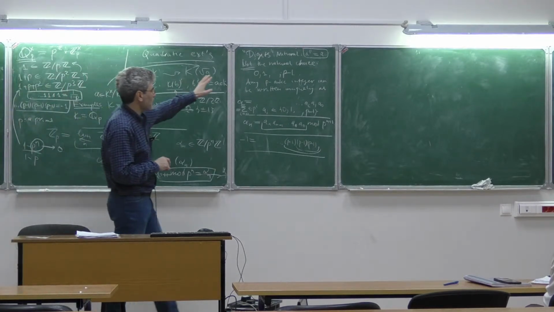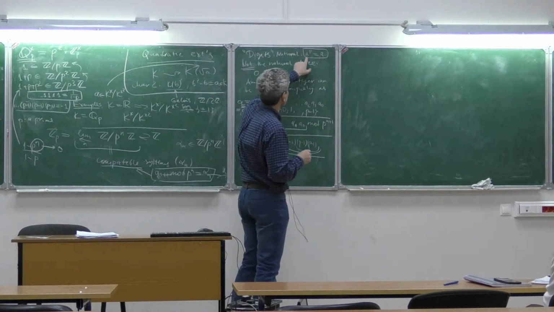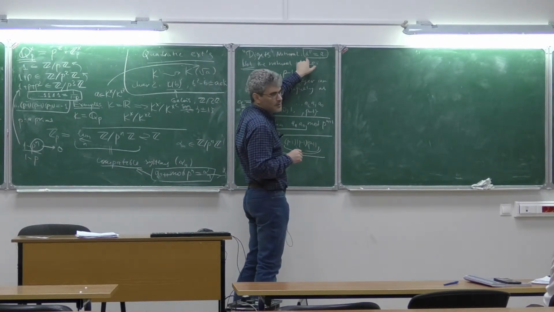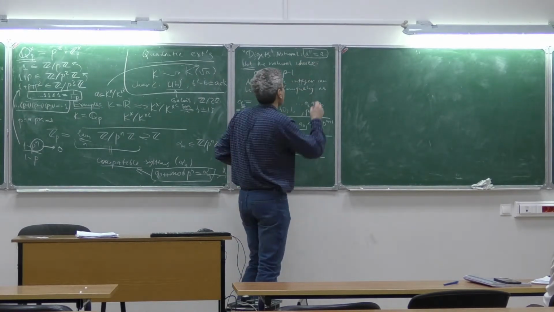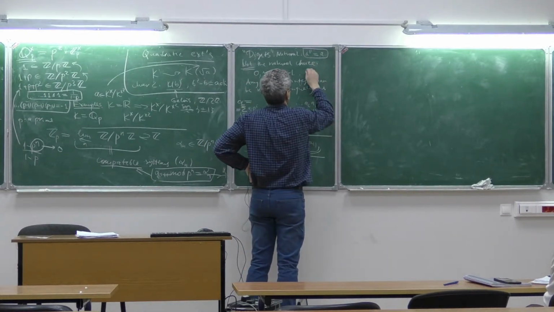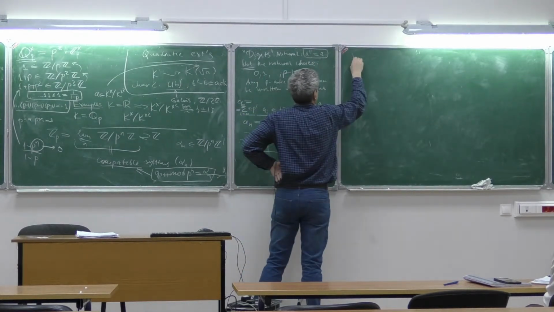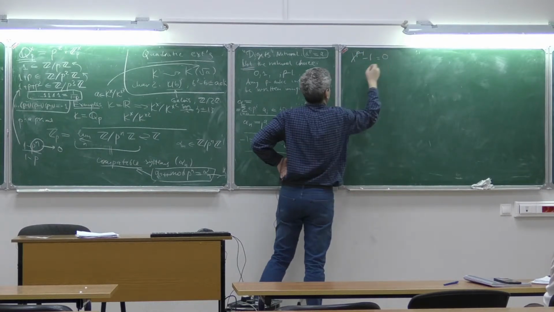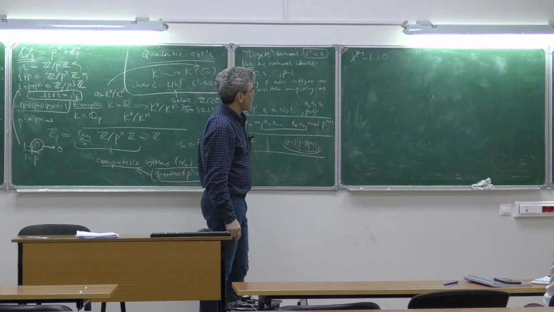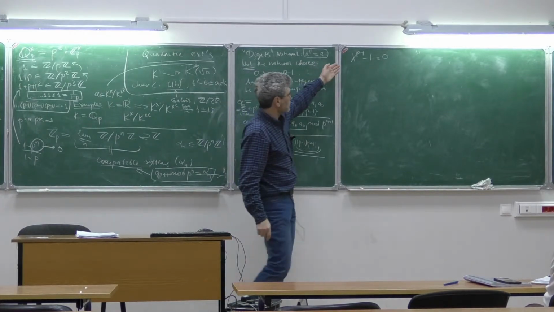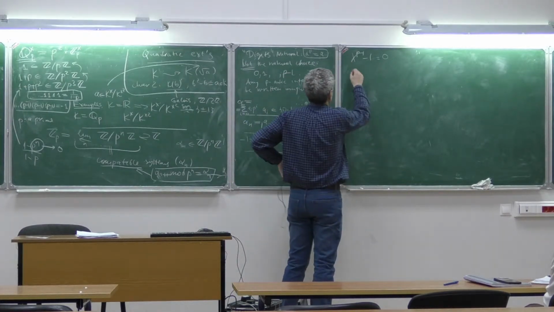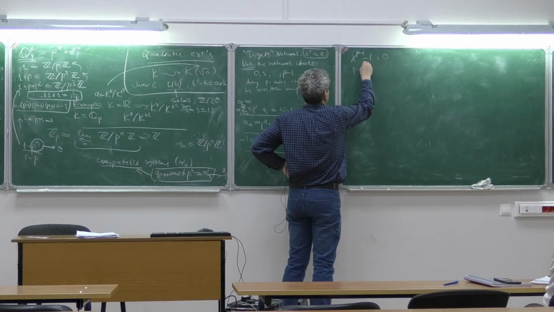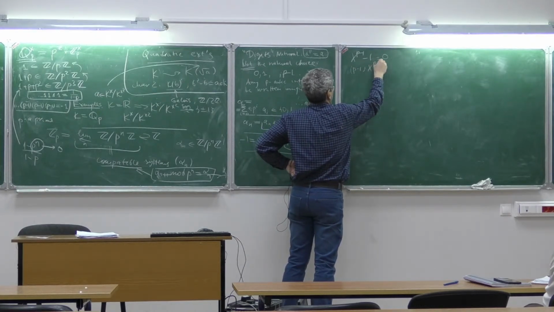So in our case, of course, we have solution 0. We can think of the equation x to the p minus 1 equals 0, and so the derivative here is p minus 1 times x to the p minus 2.